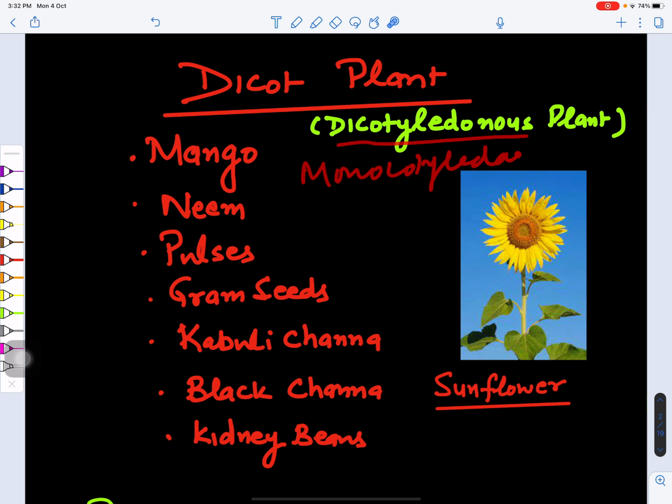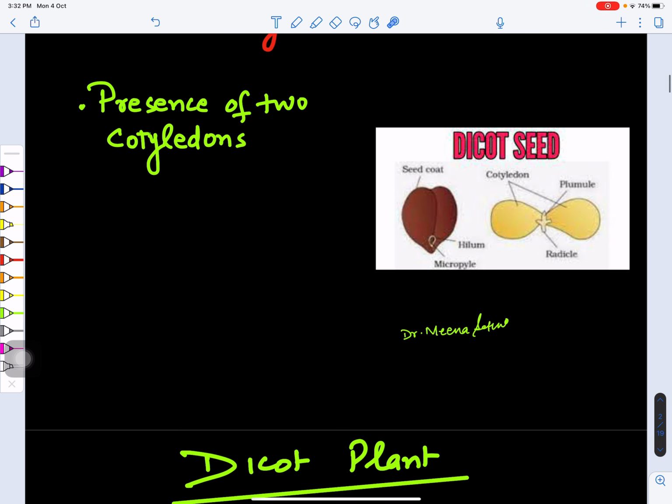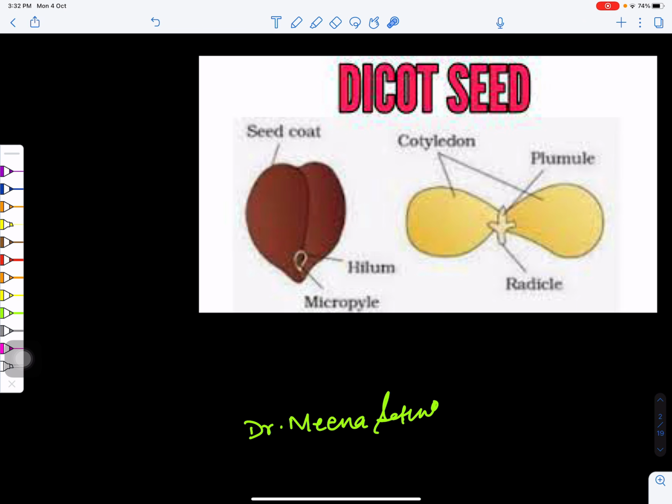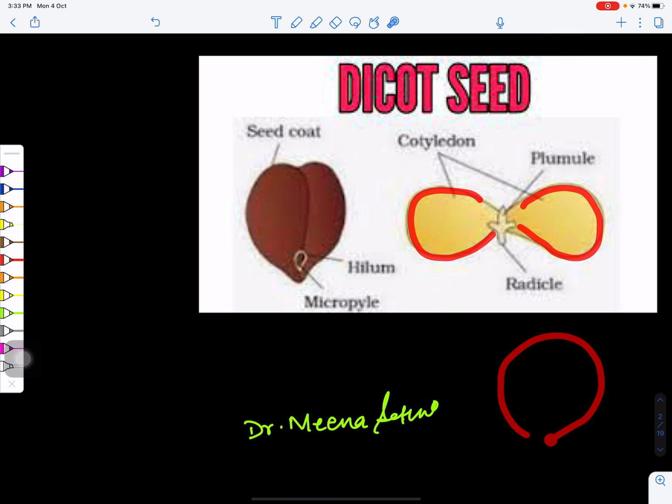Now, what is cotyledonous? Cotyledonous is the presence of cotyledons. Here we can see this is a dicot seed, and we can see here are two cotyledons. But in case of monocot, there will be only one cotyledon. So if two cotyledons, it is called a dicot plant. If one cotyledon, it is called a monocot plant.